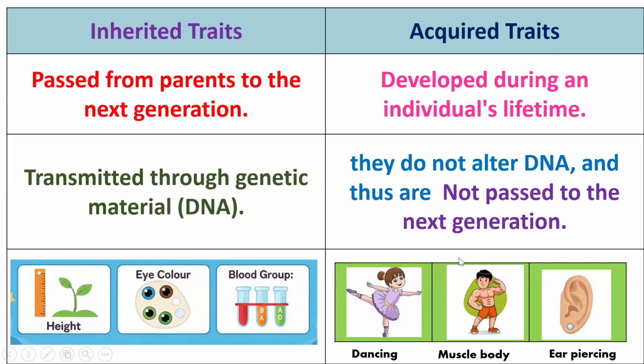So acquired trait, example, dancing. A baby grows, becomes a child and learns dancing. Muscle body, ear piercing. A newborn does not have an ear pierced. Later on only, he or she pierces the ear. So those are acquired traits.